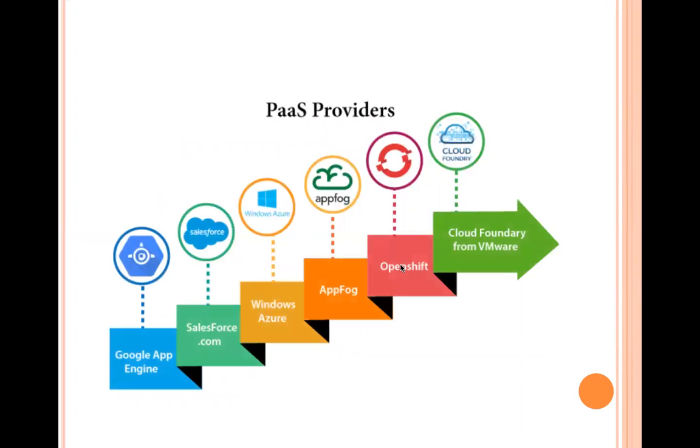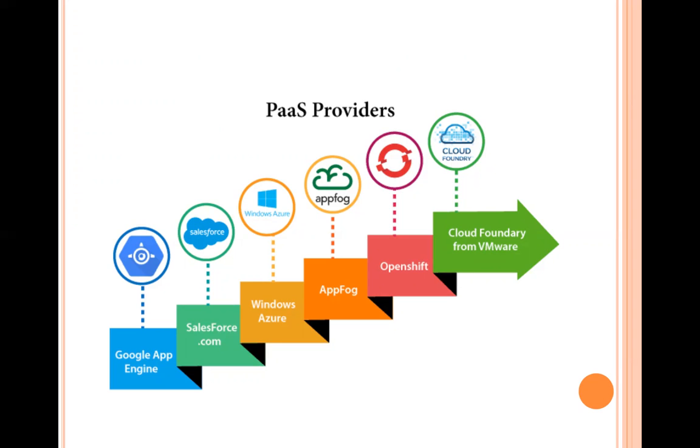So here are different PaaS providers. The first PaaS provider is Google App Engine. Google App Engine provides app identity, URL fetch, cloud storage client library, and log services. Second, Salesforce.com. It provides faster implementation, rapid scalability, customer relationship management services, Sales Cloud, mobile connectivity, and Chatter. Then Windows Azure. It provides data storage, compute, security, and IoT. IoT is the Internet of Things.